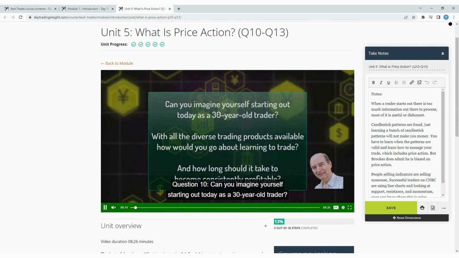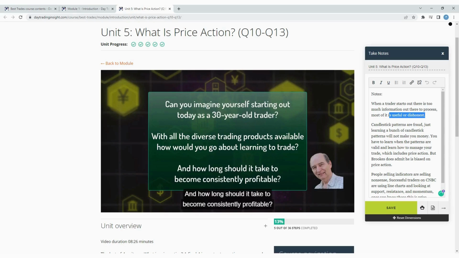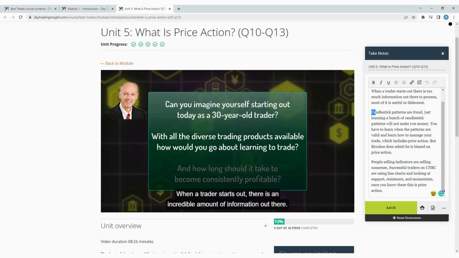So when a trader starts out, there's too much information and there's too much to process. Most of it is useless and dishonest, which is true. If you ever look through Facebook, there's so many scams related to trading, which I hate. Okay, so candlestick patterns are a fraud. What's he saying about this?